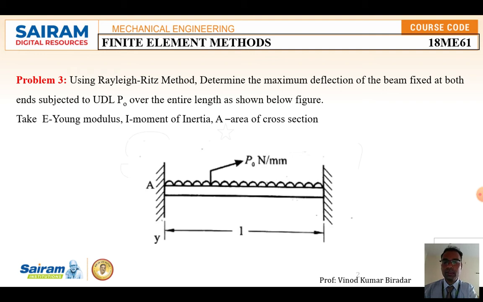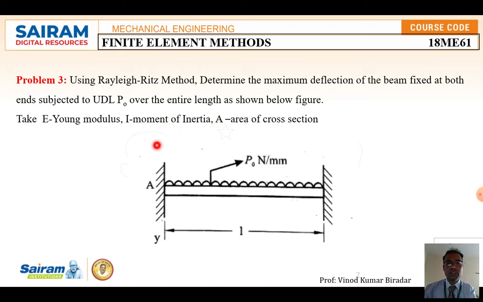I will read it out here. Problem number three: using the Rayleigh method, determine the maximum deflection of the beam fixed at both ends, subjected to a UDL, that is P0, over the entire length as shown in the figure. Let us assume E is the Young's modulus, I is the moment of inertia, and A is the area of cross section.